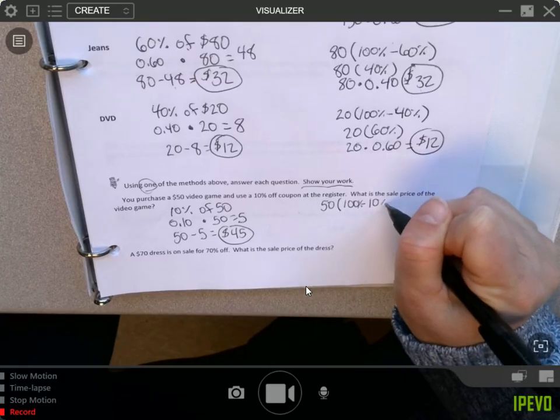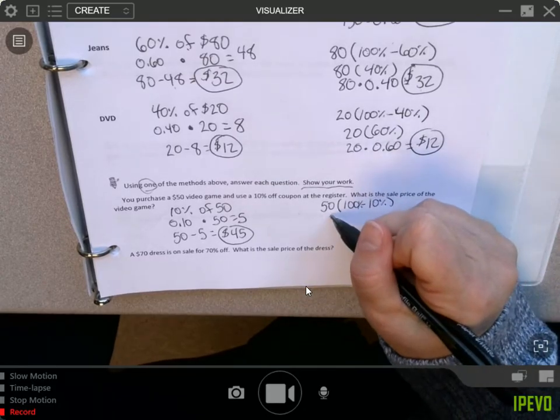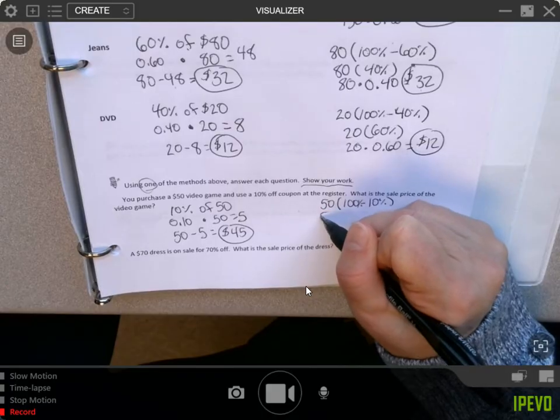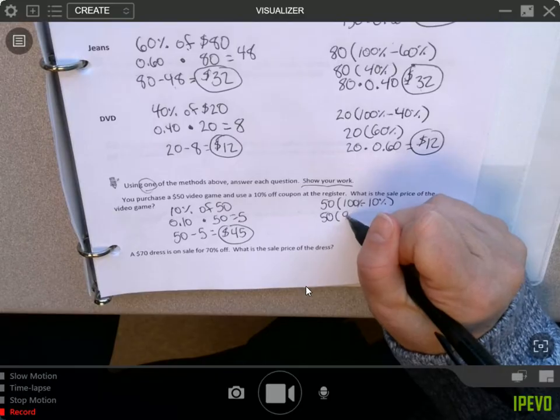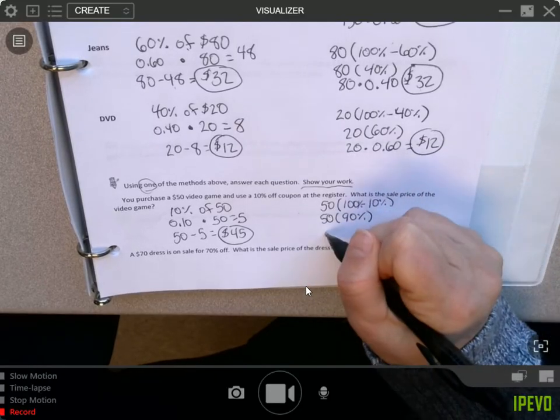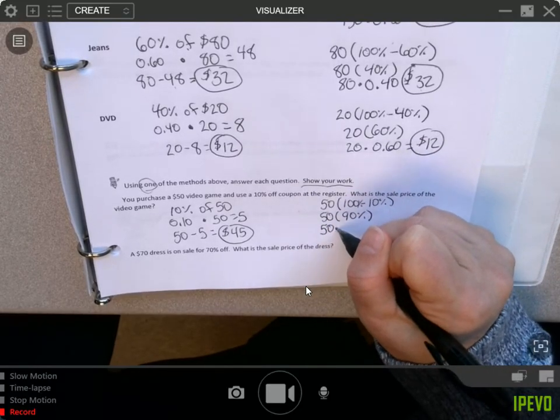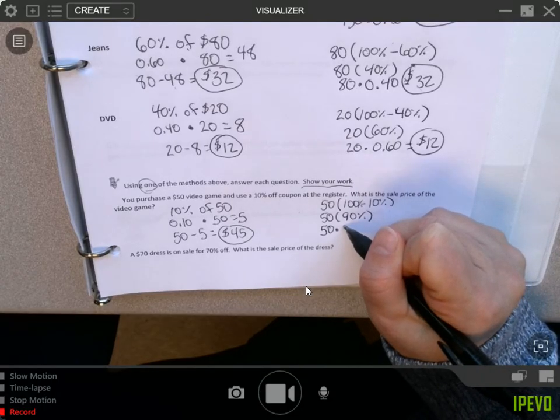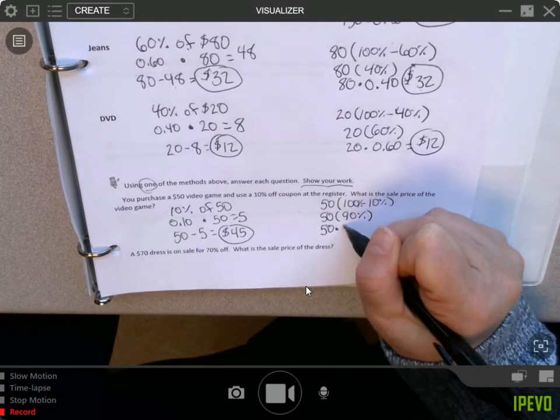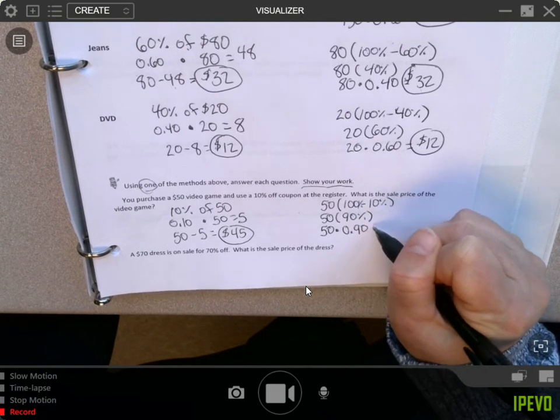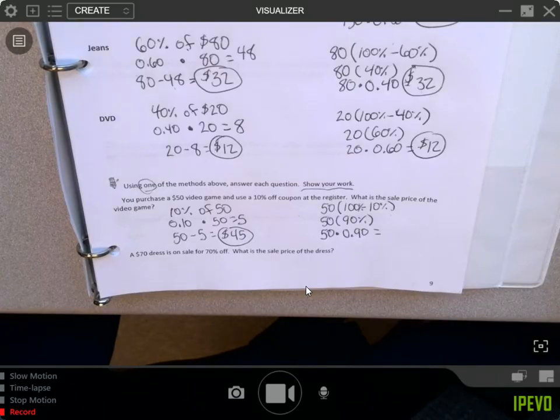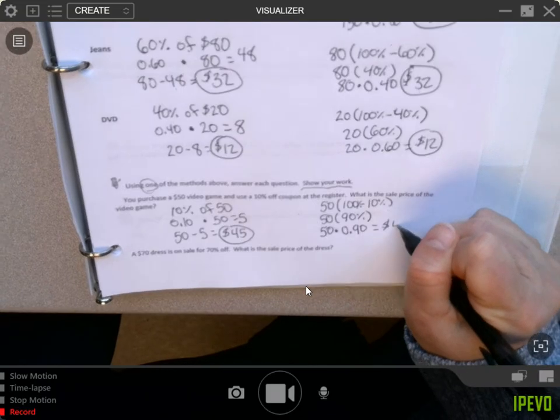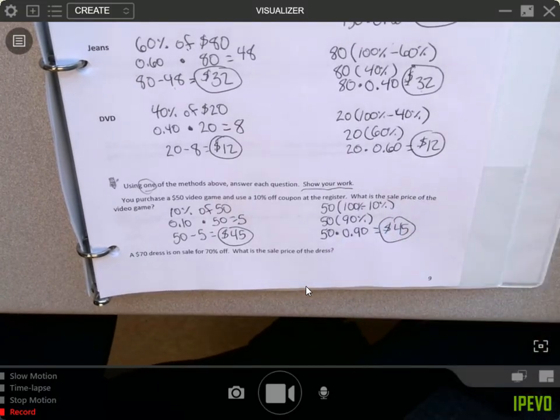100% minus 10%. I have to subtract that. What's 100% minus 10%? 90%. Now I need to do my multiplying. 50 times what? And what does that equal? $45. Either way, I get the same answer.